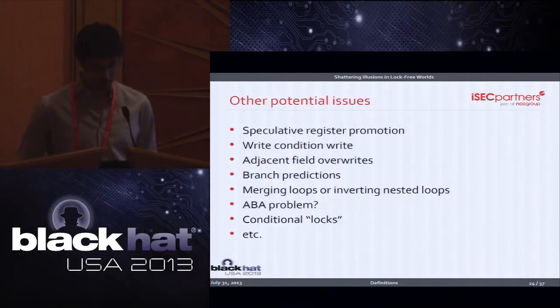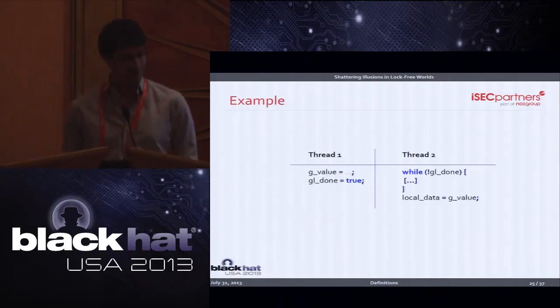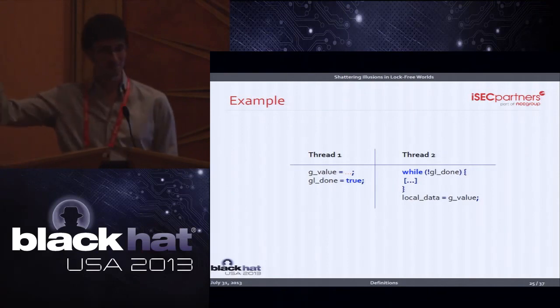Now I'm going to talk about some optimizations the compiler can do that can create issues in lock-free code. This slide lists some optimizations that can be bad. I won't talk about them in detail, but I will show some examples. So what can go wrong here? Any idea?